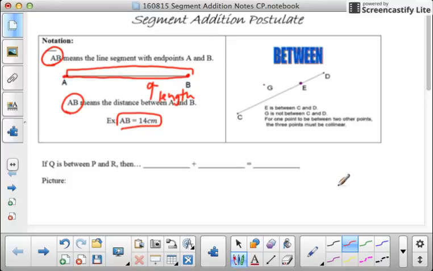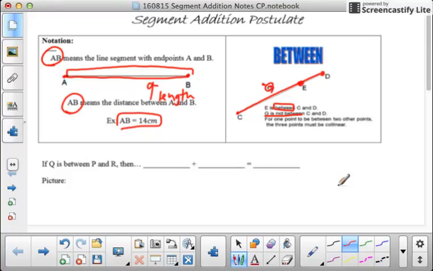What the word between means is that it's somewhere in the middle, not necessarily the exact middle, but existing between those two points. When I look at this picture, it says E is between C and D. So I draw a C and a D, and I put E just somewhere between those two. And G is not between, so you can put G anywhere out here. For one point to be between two other points, those three points must be collinear.